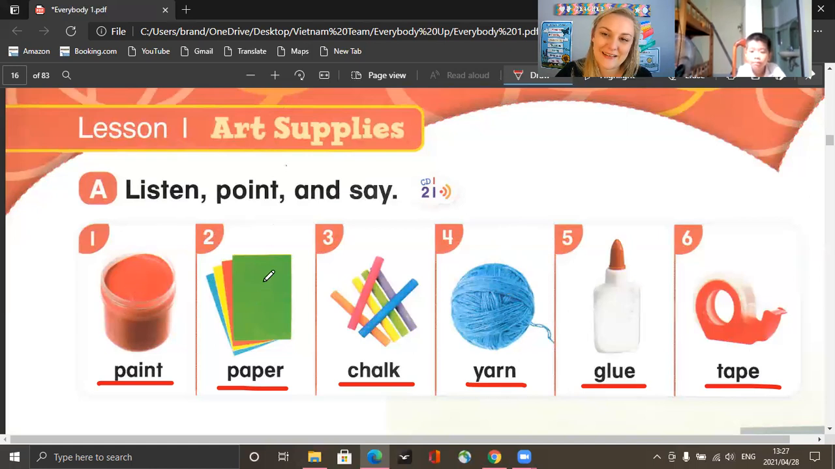Paint. Paper. Chalk. Okay, chalk. Yarn. Okay, let's see. What's number three? Chalk. Yes, chalk. Yarn. Very good. Glue. Okay, it sounds like blue, but it's glue. Okay. What's number three?